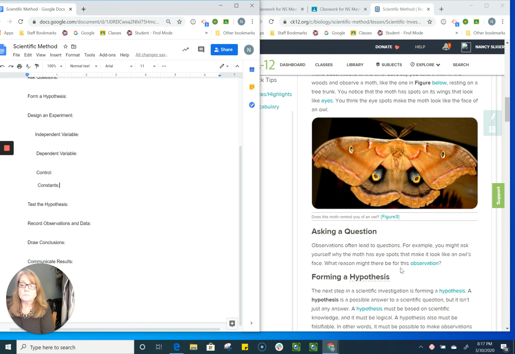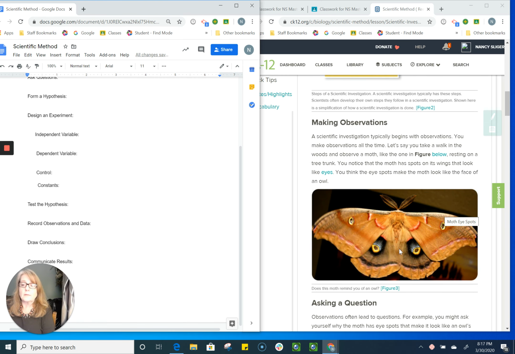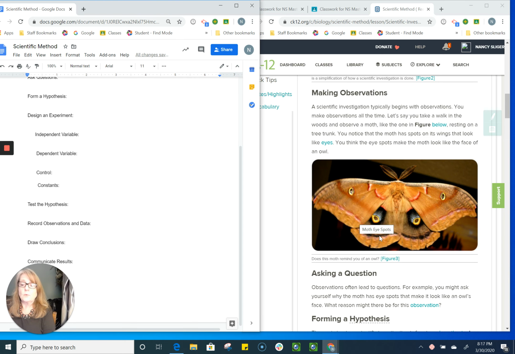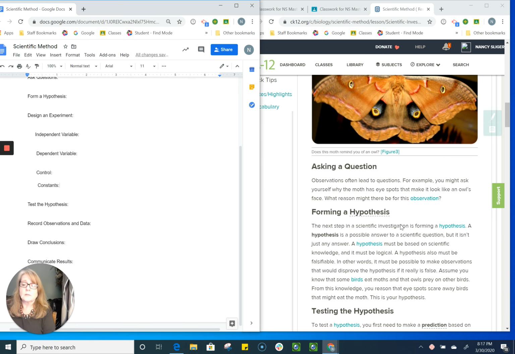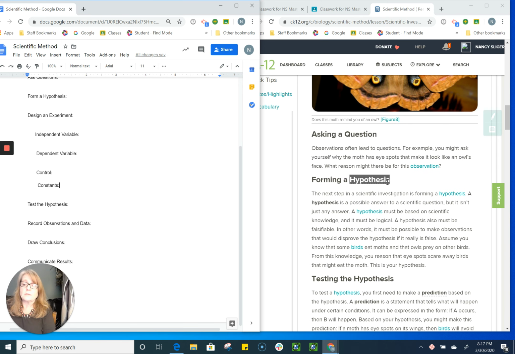Okay, so over here goes through more of the vocabulary. So here they're talking about this moth, and they're talking about the spots on the wings. A question that might be like, we're talking about the spots on this moth's wings looking like an owl. So it could be like, what reason might there be for the moth to have spots on its wings that look like an owl?